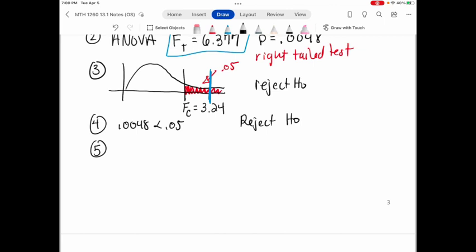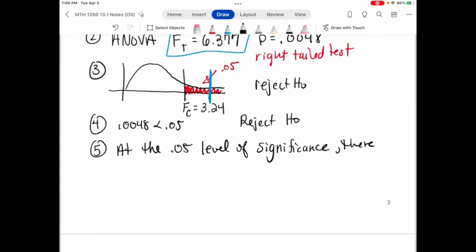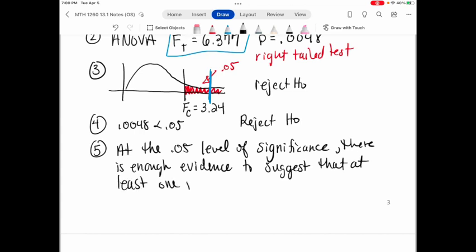So in step 5, we're going to write our conclusion. We're going to say at the 0.05 level of significance, there is enough evidence to suggest that at least one mean is different.